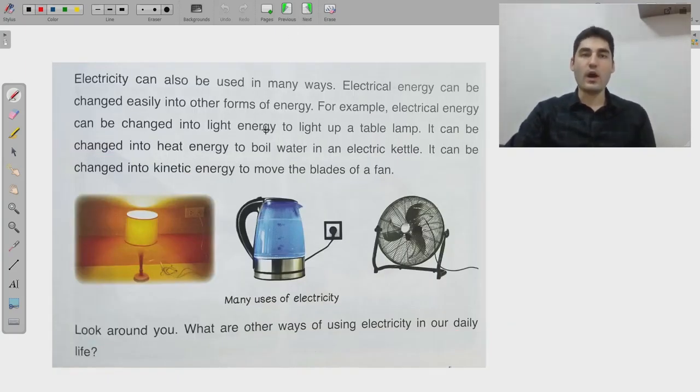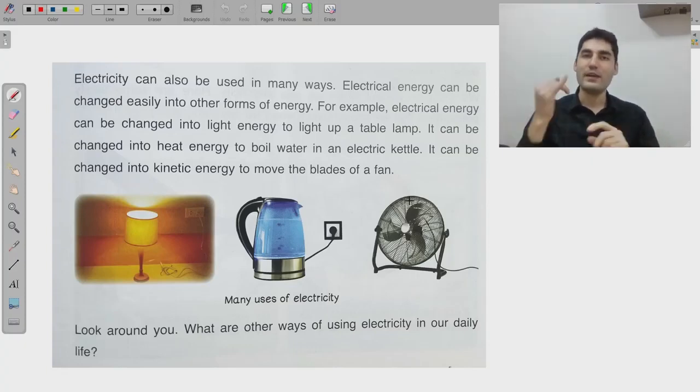So, how do we use electricity at home? Look at the pictures. We have many uses of electricity. We have the lamp, we have the kettle. This is called kettle. It has hot water inside. And we have the fan. What else? What do you think?